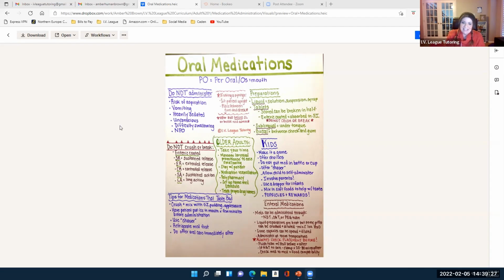Tablets, if they are scored, that means they have the little line in them. Those you can break in half if it's a big one, but it would have to be scored. Scored tells you that it can be broken in half. Enteric coated. What is an enteric coated medication?